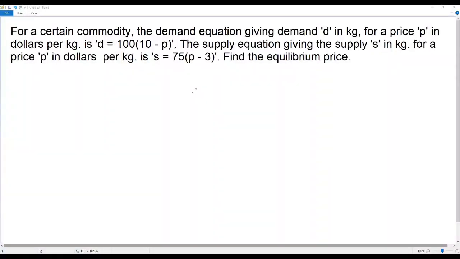Here we have a word problem. Okay, let's go with the information. For a certain commodity, the demand equation giving demand D in kilograms for a price P in dollars per kilogram is D equals 100 times 10 negative P.